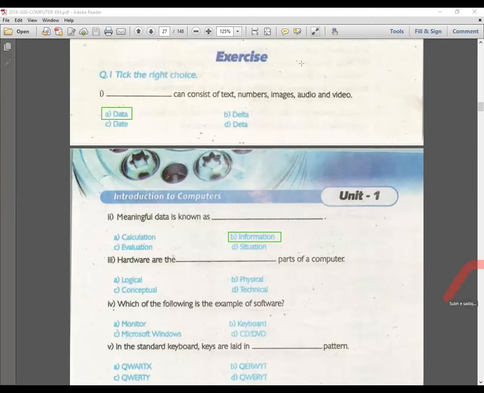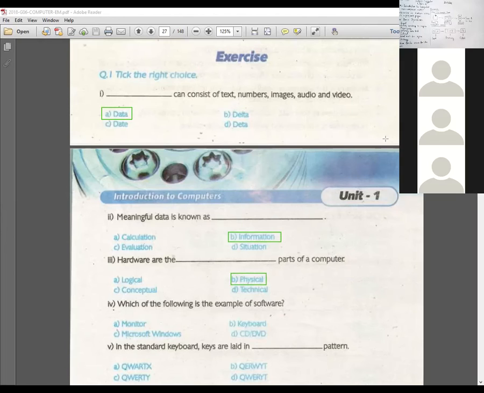Question 3. Hardware are the dash parts of a computer. Option A, logical. Option B, physical. Option C, conceptual. Option D, technical. And the answer will be B, physical. Hardware are the physical parts of our computer. Show me the thumbs up when you have marked the answers.